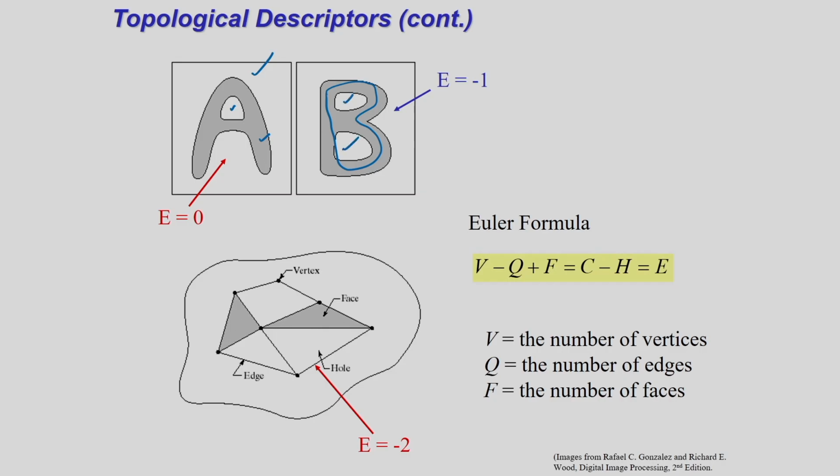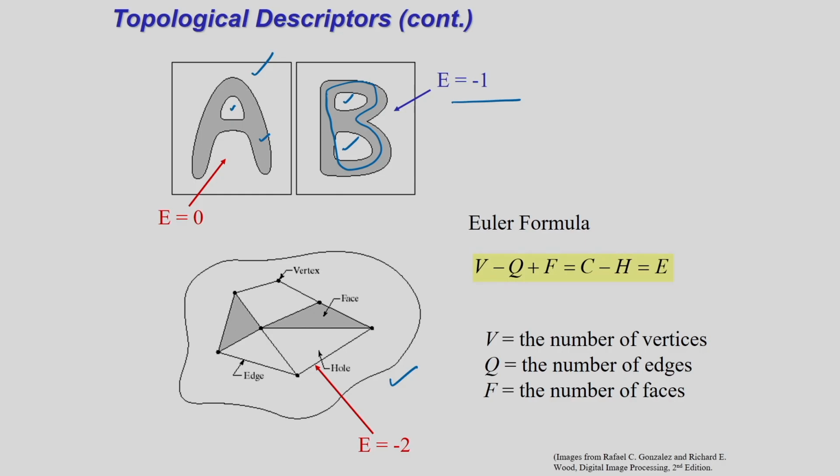This is one hole, another hole. So corresponding to this, C minus H, the Euler number will be minus 1. This Euler number can be represented also like this. If you see the third figure, the Euler number E is equal to V minus Q plus F, which is equal to C minus H. C means the connected components, H means holes, and E is the Euler number.